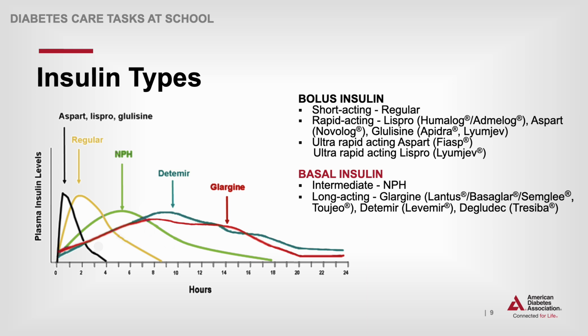Basal insulins control the blood glucose in the fasting state when you're not eating. Basal insulin is typically 50% or less of an individual's total daily insulin dose.